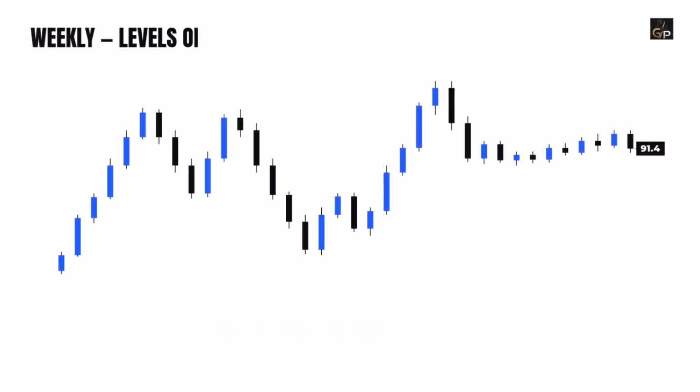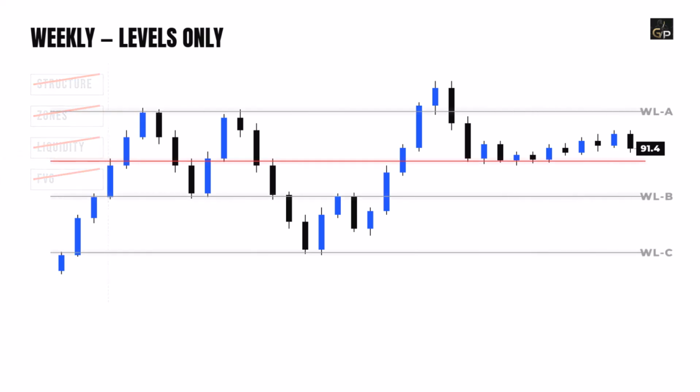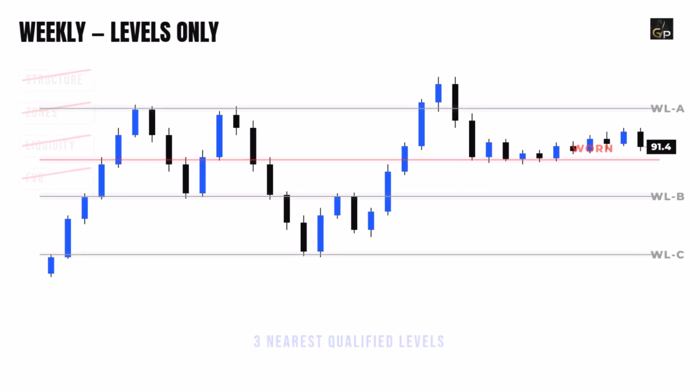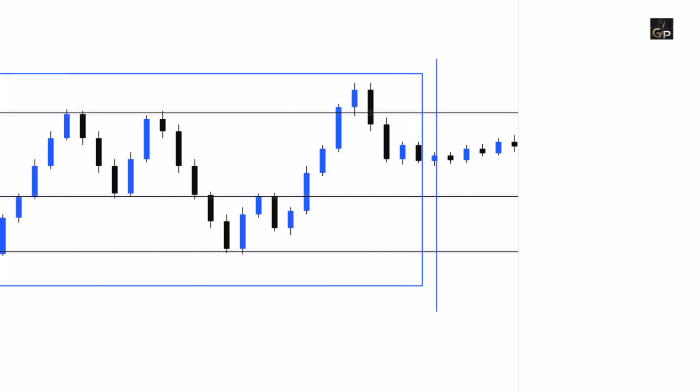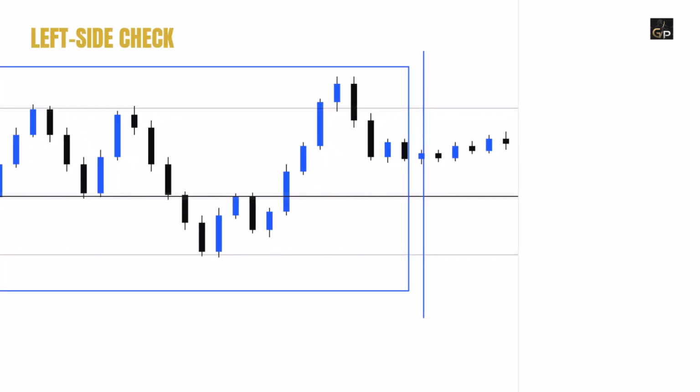Weekly, levels, and nothing else. No structure, no zones, no liquidity, no fair value gaps. 2 or 3 horizontal levels nearest to current price, and then you close the chart. When you're choosing which levels deserve the ink, run the left side check on each one.